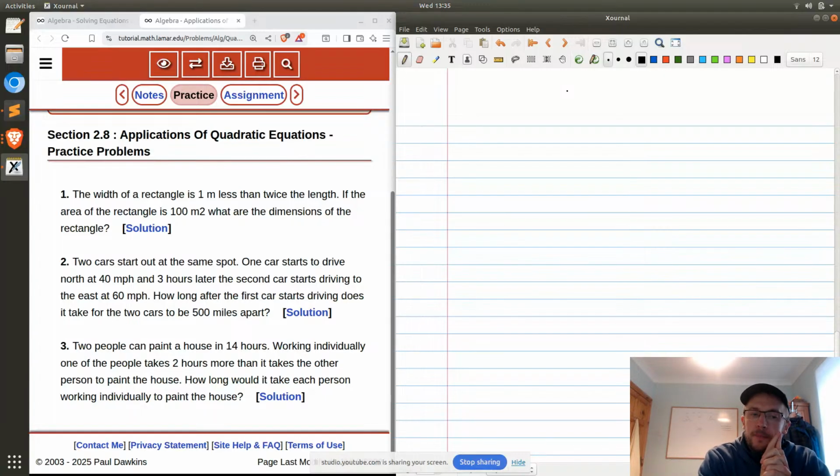2 people can paint a house in 14 hours. Okay. Working individually, one of the people takes 2 hours more than it takes the other to paint the house. How long would it take each person working individually to paint the house?